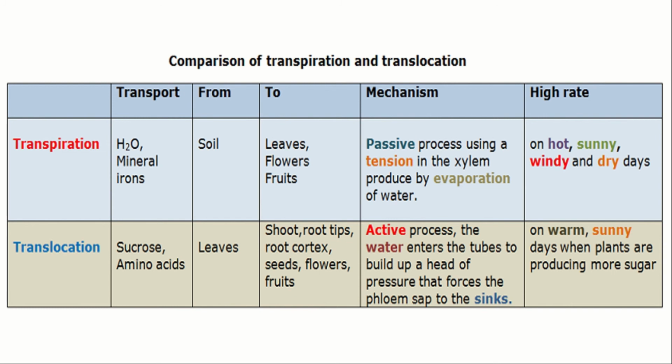In translocation, the transportation of sucrose and amino acids takes place from leaves to shoot, root tip, root cortex, seeds, flowers and fruits. The mechanism is an active process. The water enters the tubes to build up a head of pressure that forces the phloem sap to the sinks. The rate is high on warm sunny days when plants are producing more sugar.